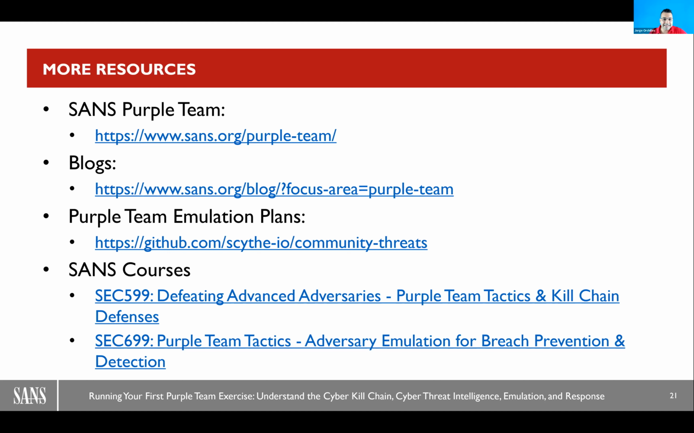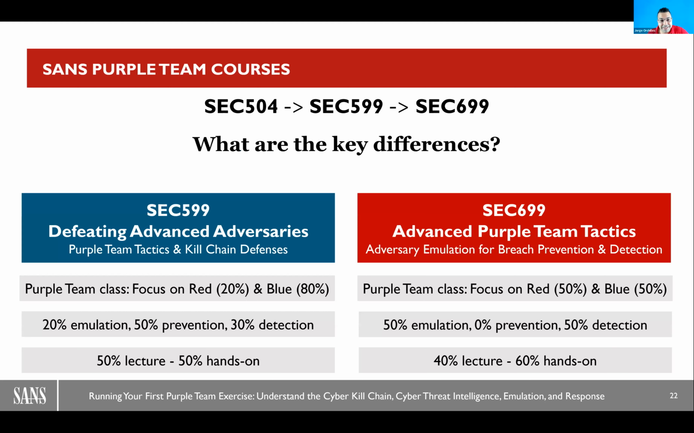And then, of course, SANS has two purple team courses that are awesome. I'm a little biased because I teach them. That's Security 599, Defeating Advanced Adversaries, and Security 699, Purple Team Tactics. And the question I always get is, which one do I take? And the answer I always give is, it depends. Where are you? Everyone is different. You're on different tracks. You have different areas you want to improve.